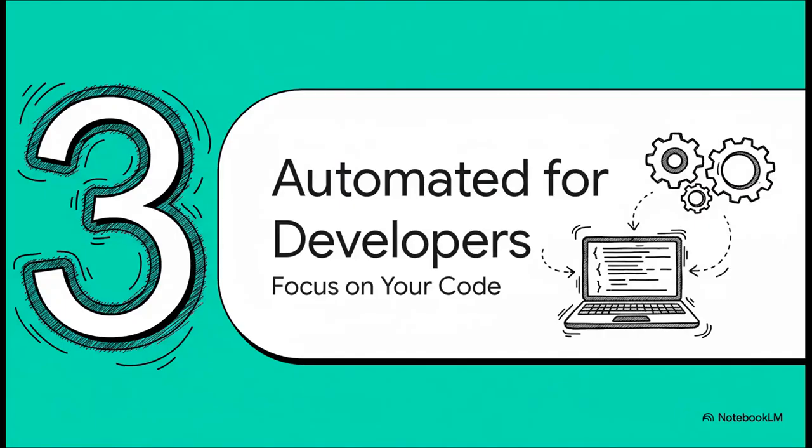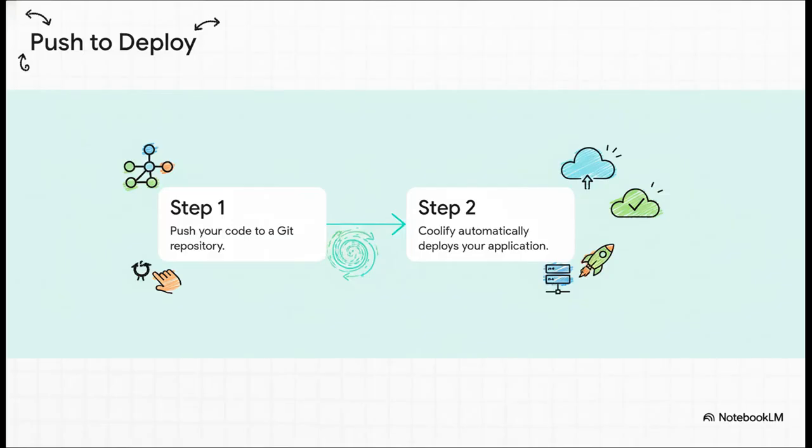Okay, so having all this control is awesome, right? But it can't be a pain to use. Coolify is absolutely packed with automations designed to let developers do what they do best, focus on writing code. I mean, this is the dream workflow, isn't it? The classic push to deploy. You just push your latest changes to your Git repo, and Coolify just takes care of the rest. It sees the changes and automatically builds and deploys your application. It's as simple as that.